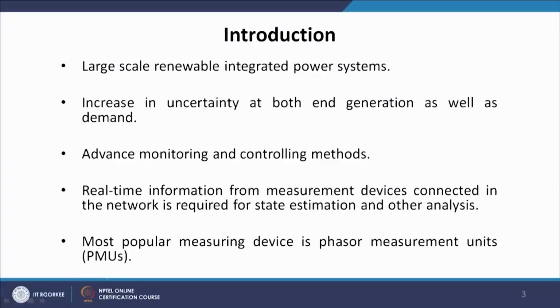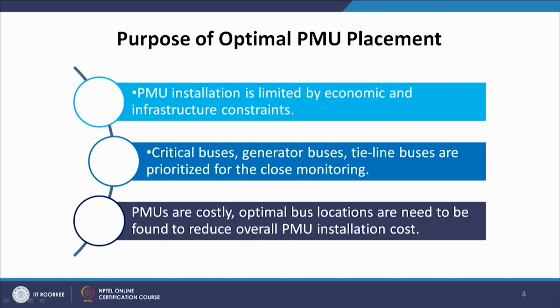Real time information from measurement devices connected in the network is required for state estimation and other analysis. Let us say there are n number of buses in a distribution system or any transmission system, where you can estimate the state of each and every node through proper measurement, but how to do it with less investment, with minimum PMUs, and estimate the state of the complete network becomes a challenge. The most popular measuring device is the Phasor Measurement Unit, popularly known as PMU, and the purpose of optimal PMU placement is that PMU installation is limited by economic and infrastructure constraints.